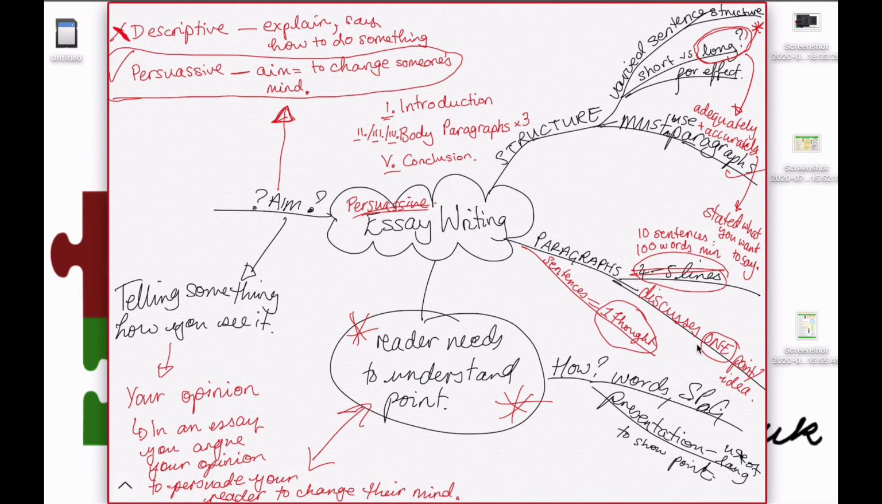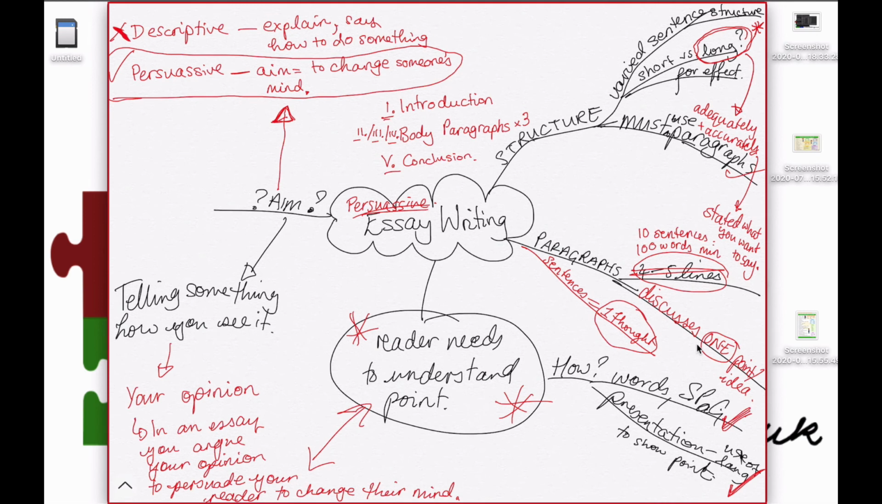And in order to make sure your reader can understand it, we want correct spelling, punctuation and grammar. So yes, we still need that. We need a good use of language to show your point. And correct sentence structure, paragraph structure, so that our ideas don't get all confused.